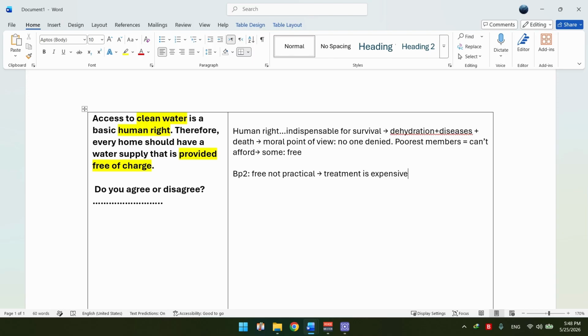So if the government spends money, it would take from education or, I don't know, healthcare, and then, all right. Also, something that just came to my mind is when you provide something for free, usually people don't value it. So another point is free, not valued.